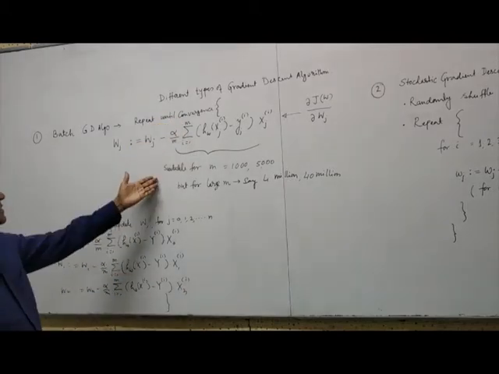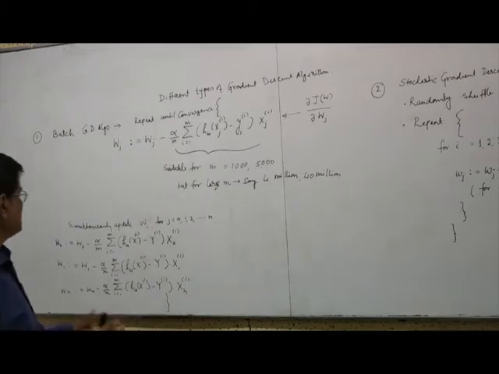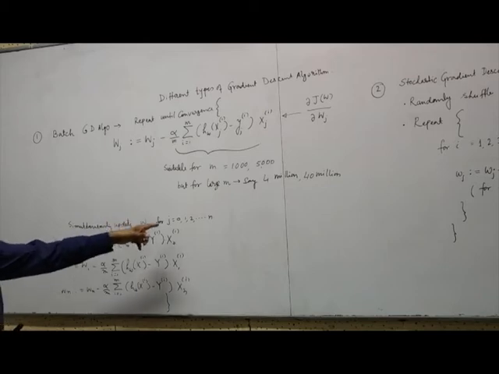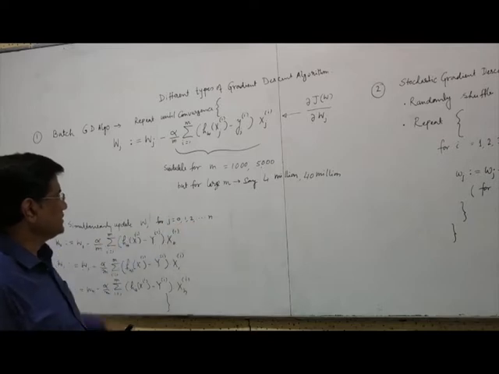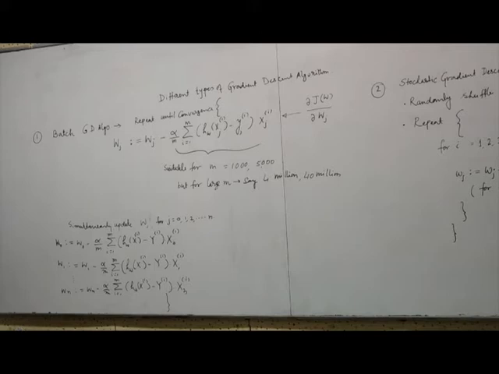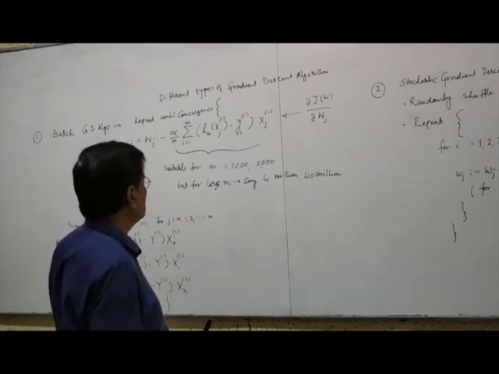This is what the operation is going on, and suppose there are n number of features, so I need to simultaneously update Wj for j equal to 0, 1, 2, 3, and so on. 0 means the first term, the bias term. So simultaneously we have to update these parameters. This is how the algorithm works.